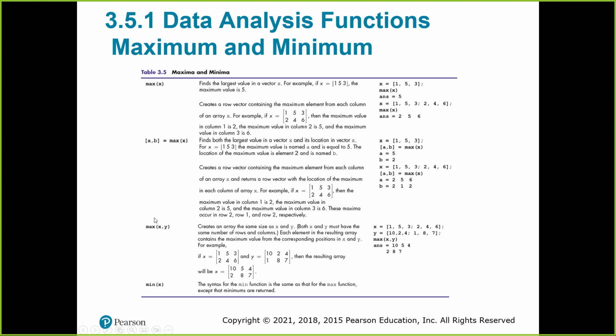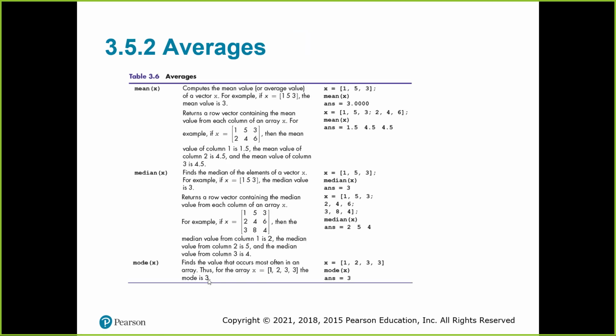It works the same with min. Oh, I guess it's on the next chart. I've never done this before. It creates an array the same size as x and y. Both x and y must have the same number of rows. Each element in the resulting array contains the maximum value of the corresponding position. Oh, wow, cool. So if you take max of x and y, it'll take the maximum from each one and put it down here. That's cool. I don't know where I'd ever use it, but that's cool. I can do it at a party someday. Hey, guys, look what I can do.